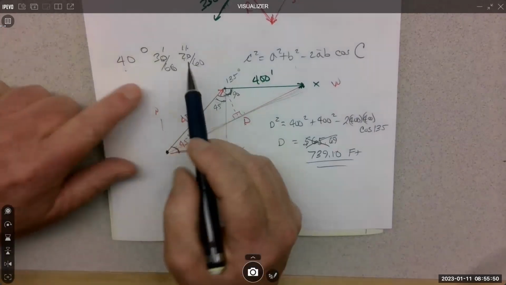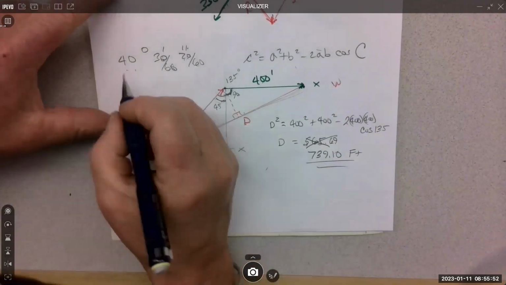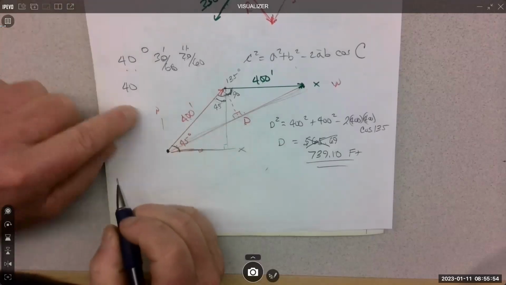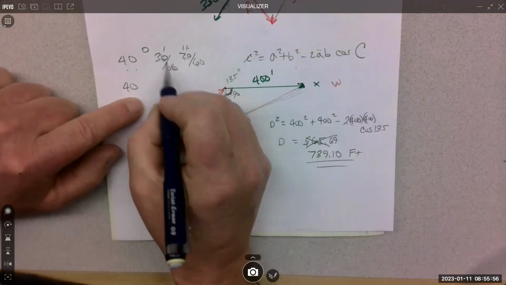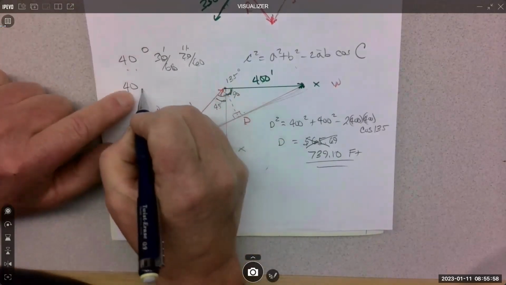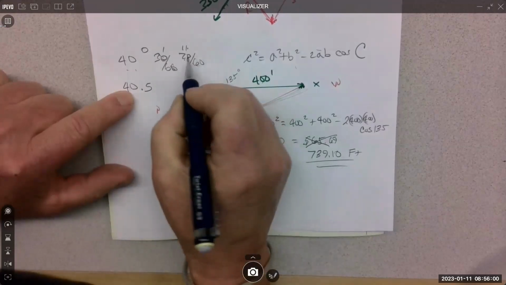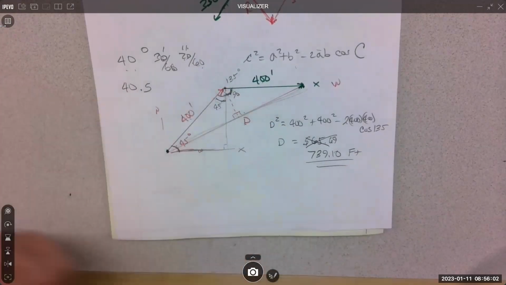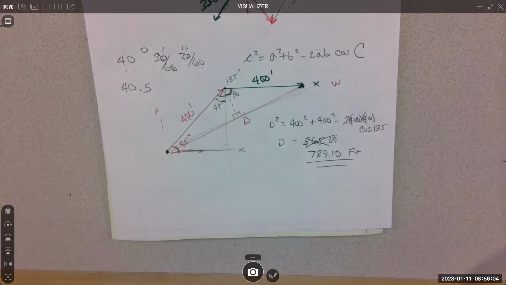So the way to get to the decimal equivalent is going to be 40 degrees. And then this is 30/60th. So that's 0.5. And then this is 20/60th, which I'll have to do. 0.3.